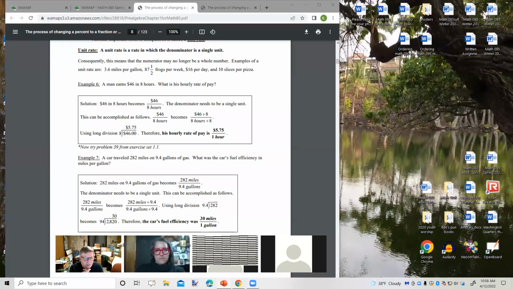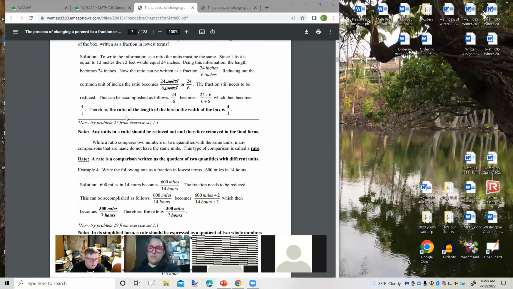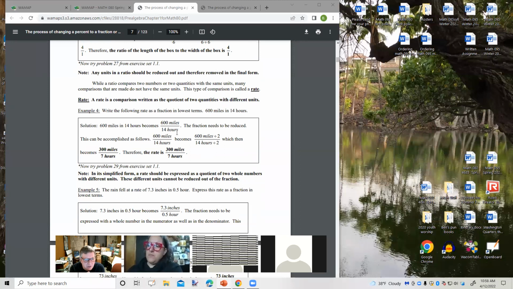A unit rate is a rate in which the denominator is a single unit. Now, this particular set of exercises doesn't talk about just plain rates, but I want to go back and talk about a rate for just a minute. A rate is a comparison written as the quotient of two quantities with different units.